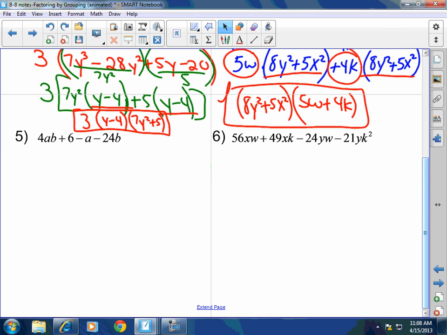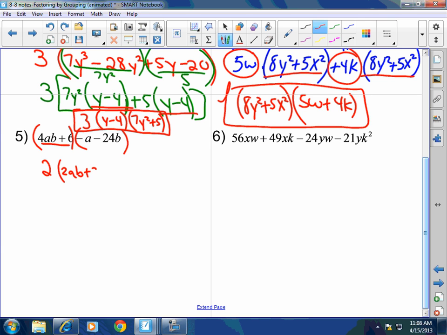Does that make sense, gentlemen? Yes, sir. Okay. Now, in this case, let me show you what happens. If I go ahead and group it, what can I factor out of here? A 2. So I'd have 2ab plus 3. Uh-oh. What can I factor out of here? A negative 1. Okay. Wait a second. Are these identical?